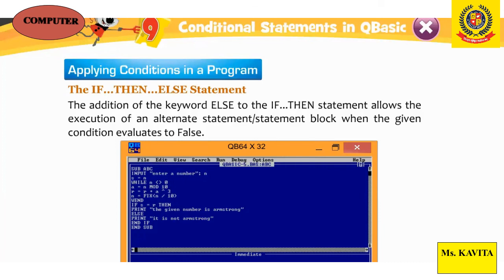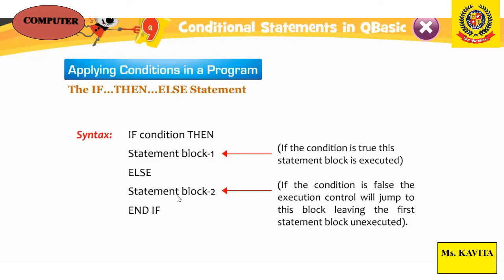Now another example: if then to display the sum of two numbers only if it is greater than 50. Enter two numbers a, b. Sum equal to a plus b. If sum greater than 50, then print sum. One activity is given on page number 116. So children, you have to do that activity given on page 116.